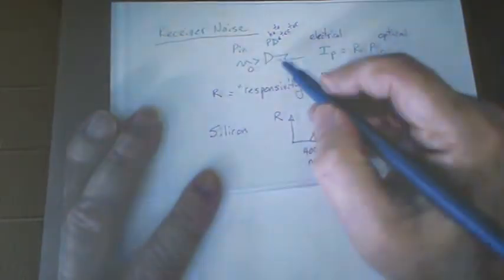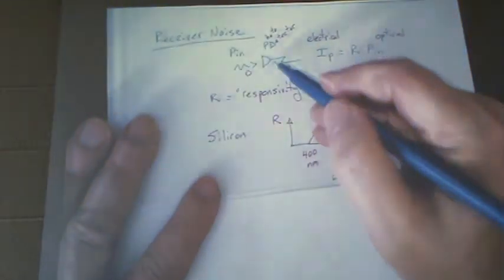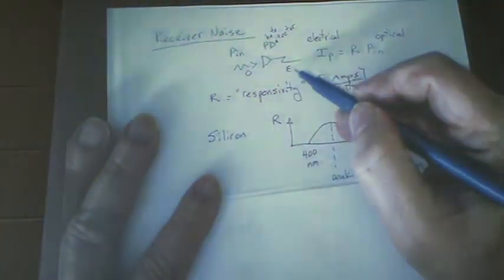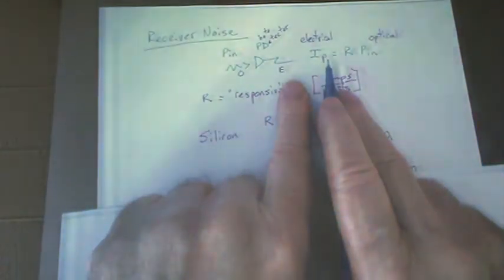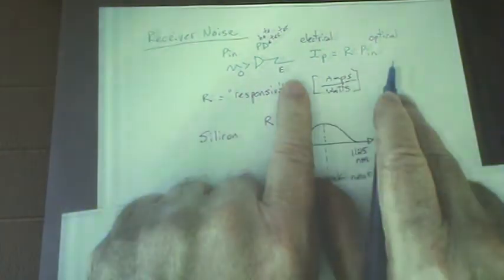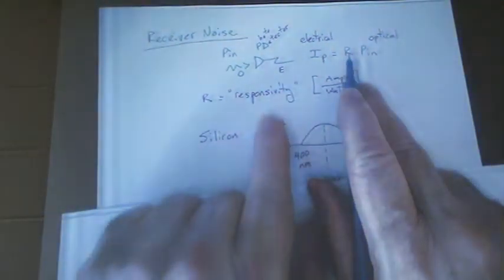Okay, let's shift gears a little bit and talk about noise and photodetectors. I shine some light on a photodetector. It's basically a diode, but the optical signal comes in and it turns into an electrical signal. So on the electrical side of my photodetector here is a current, and it's proportional to the optical power that came in. Or the proportionality constant here is called the responsivity.